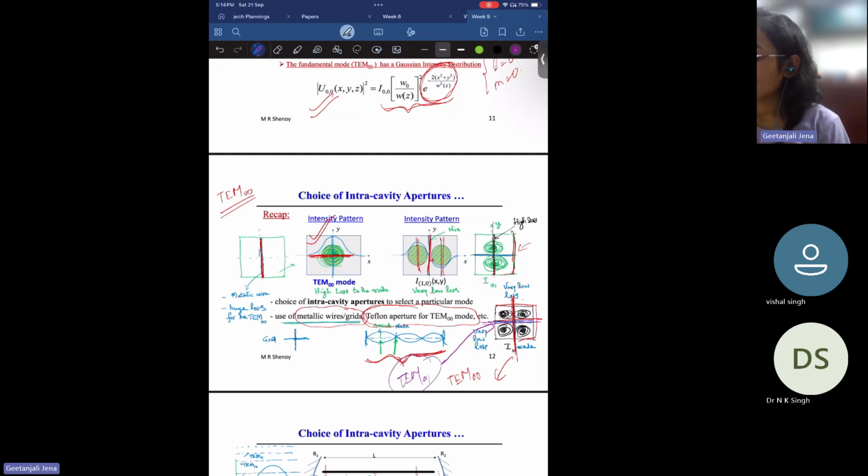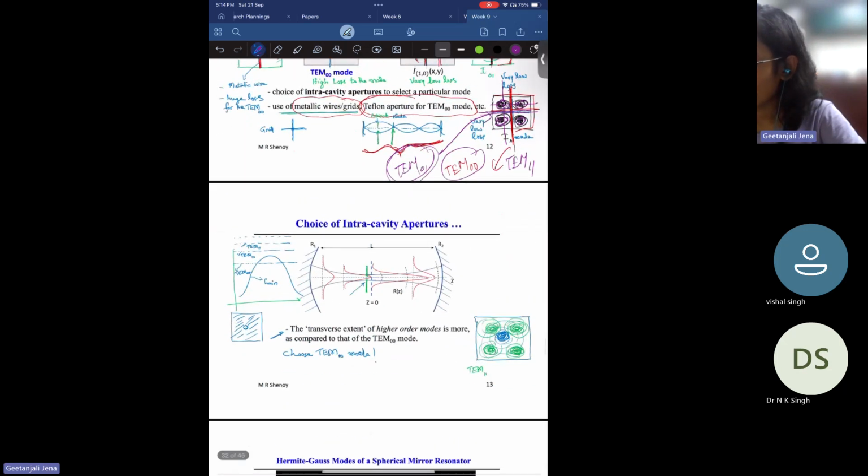But this mode, if you calculate what is the mode of the system, you see there is 1 along this direction, 1 along the y direction. So that means this is TM11. So the lower order modes TM01 and TM00 will be filtered out, but the TM11 will be selected if you use this aperture in the system.